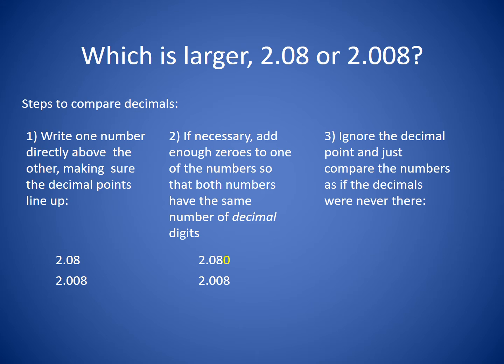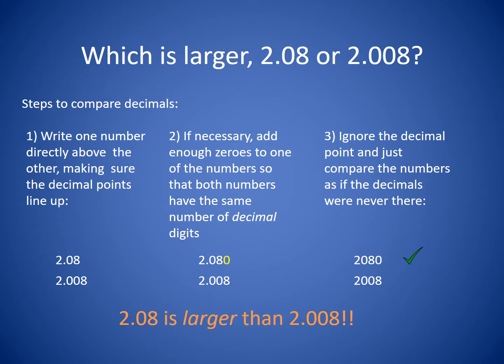The last step, I drop the decimal point in both numbers and just compare them as if they were large integers. So the top one is 2080, the bottom is 2008. Comparing those two, it's clear that 2080 is greater than 2008, so my original number, 2.08, is larger than 2.008.